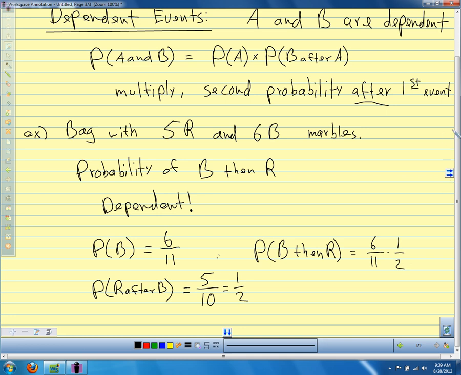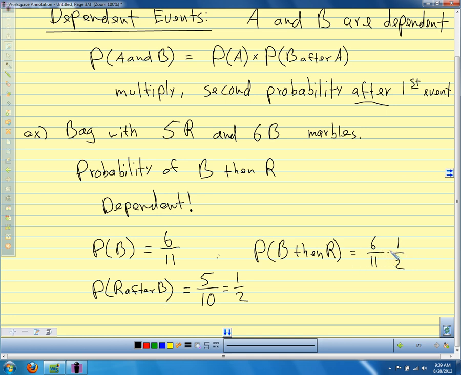Is that just a method did R after B? Yes. No. We want to find the probability of red. This is telling me I want the probability of red after I pick the blue one. So I picked the blue one already. I have to find the probability of picking the red one after I've already picked the blue one. Okay? That's what that means.